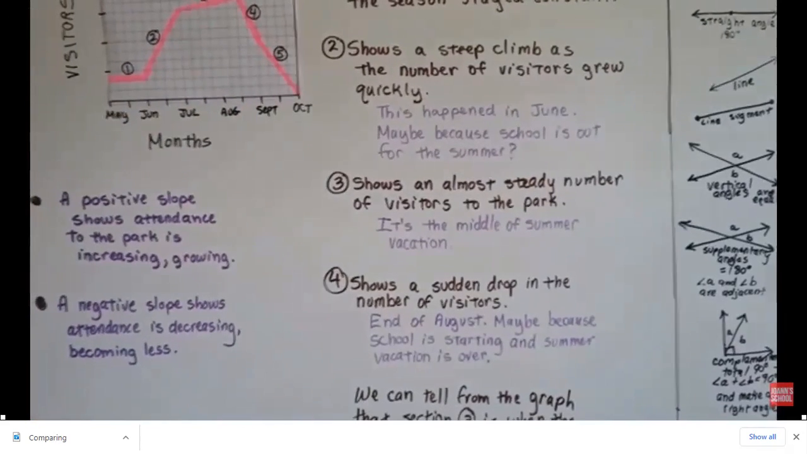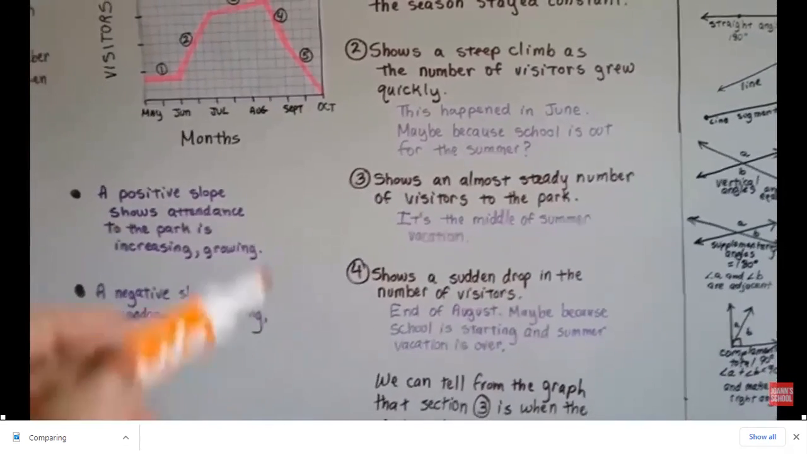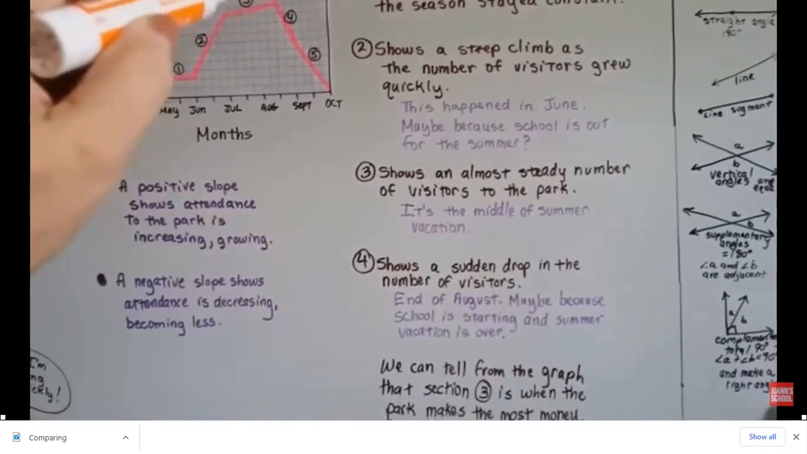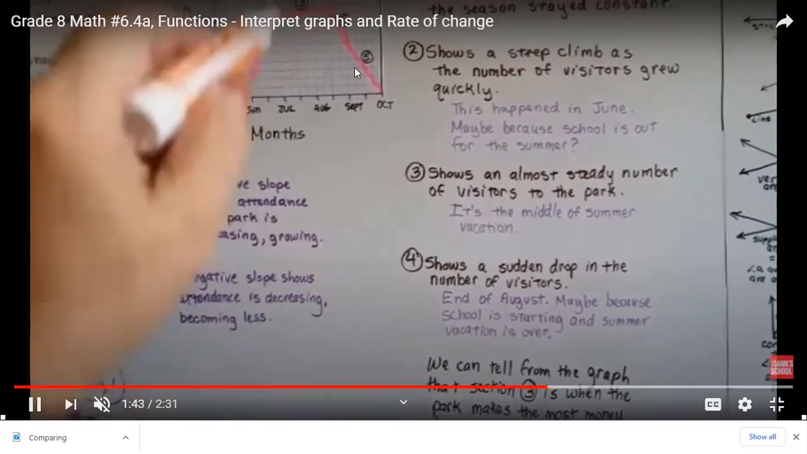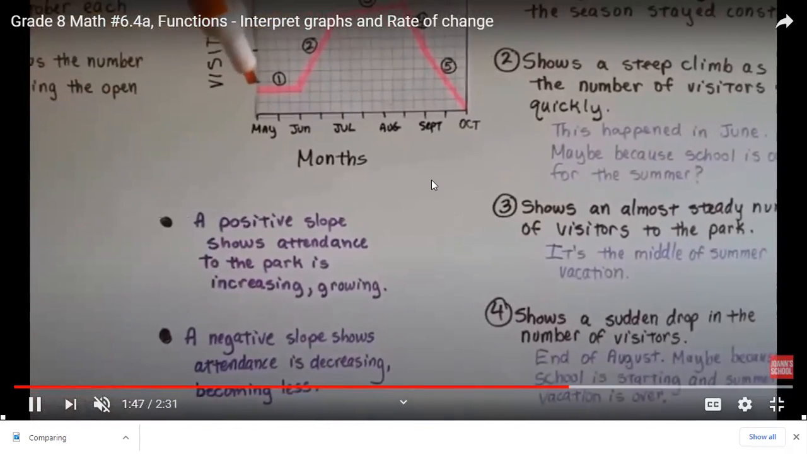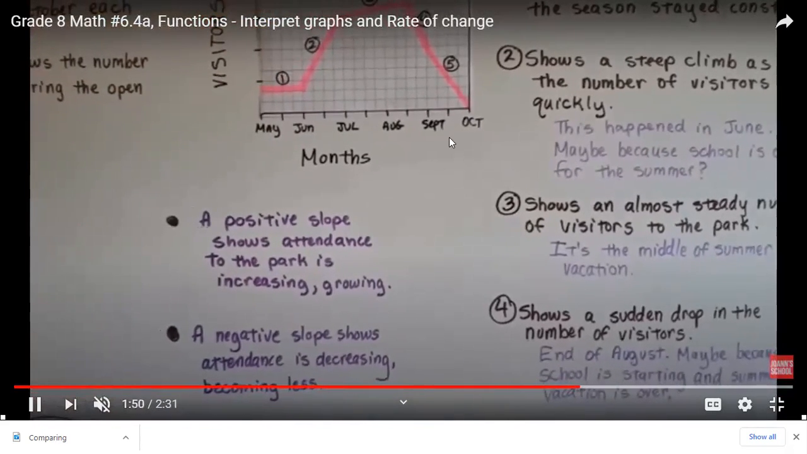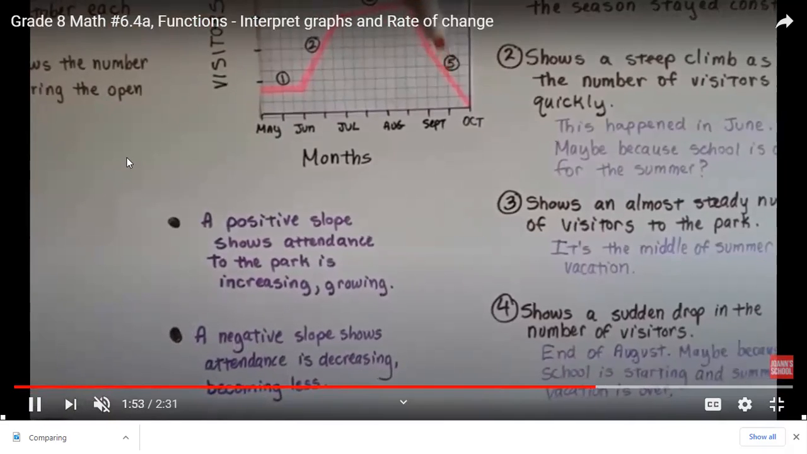And what happened after that? We will note that the number of visitors is increasing till October. Did you see here? For line 5, the number of visitors is decreasing till we reach October. Then again, if we look at the graph, the graph translates to us the situation.